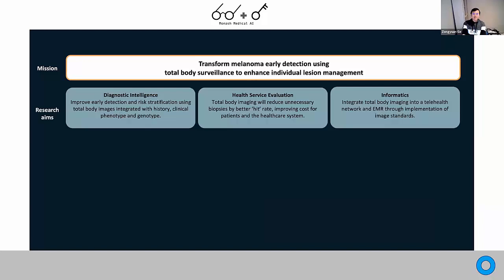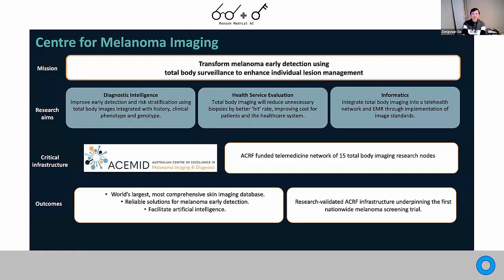I might use the example of our recent study with the Center for Melanoma Imaging, which worked together with the Australian Center of Excellence in Melanoma Imaging and Diagnosis. The overview is pretty straightforward. We want to use diagnostic intelligence and health service evaluation informatics to help solve the problem of people dying from skin cancer, or melanoma.